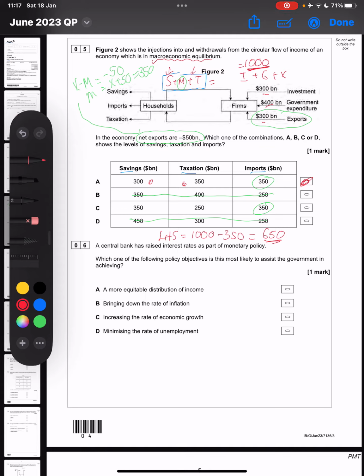Right, question 6. Central bank is raising interest rates. And that's usually because there's high inflation. So high inflation, you usually want to raise interest rates. That is then going to decrease your AD and lower your price. That's part of, let's say, the objective of stable prices if inflation is too high.